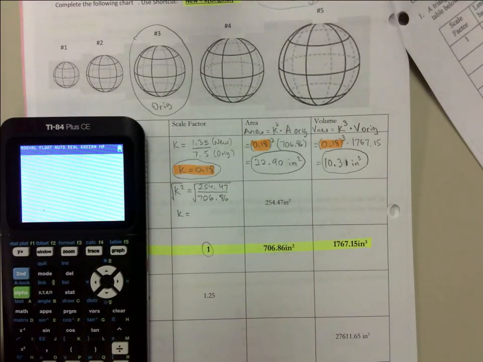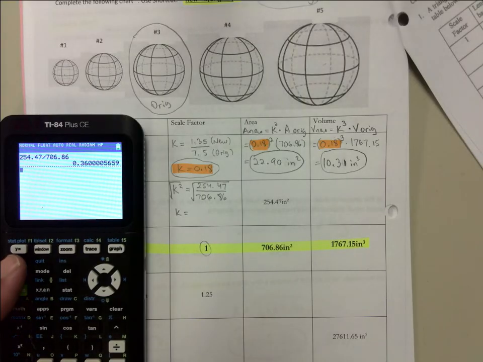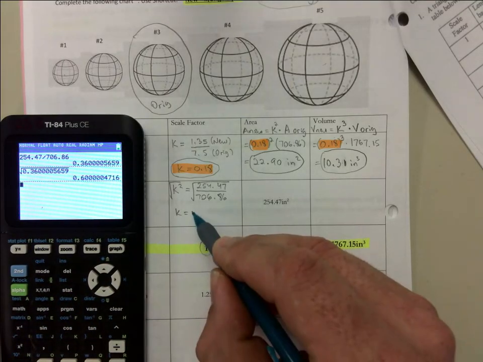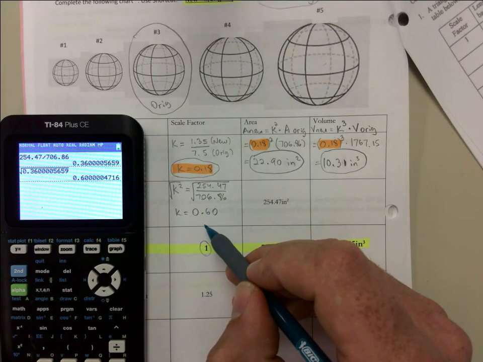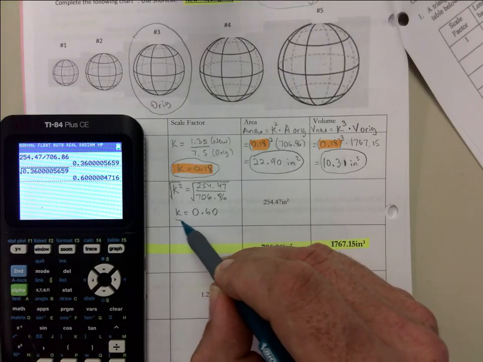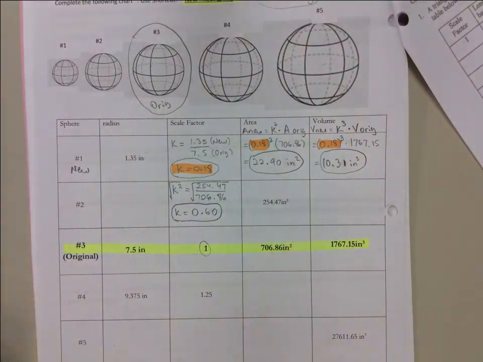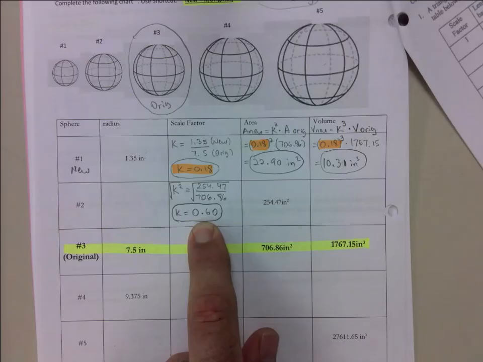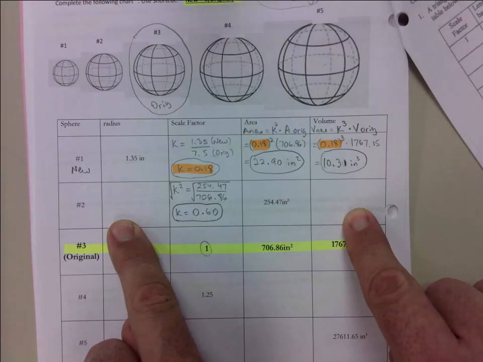So it's a little messy, but we've got a very powerful calculator. You get that, and then go second x squared, copy, paste, and so my scale factor is 0.60. Okay, so you've got your scale factor, very important. Now you can go and figure out the empty boxes, okay?